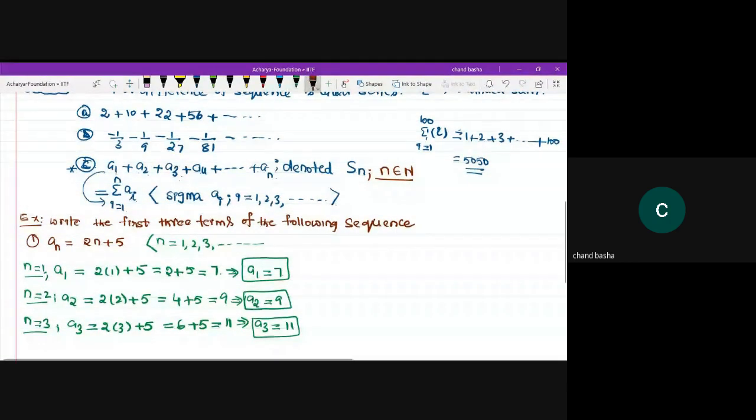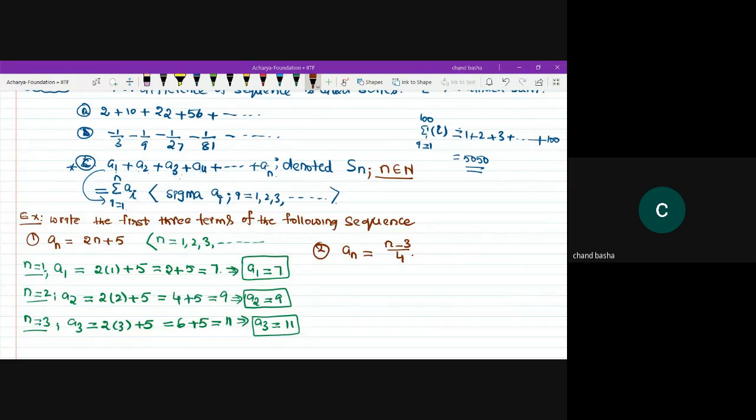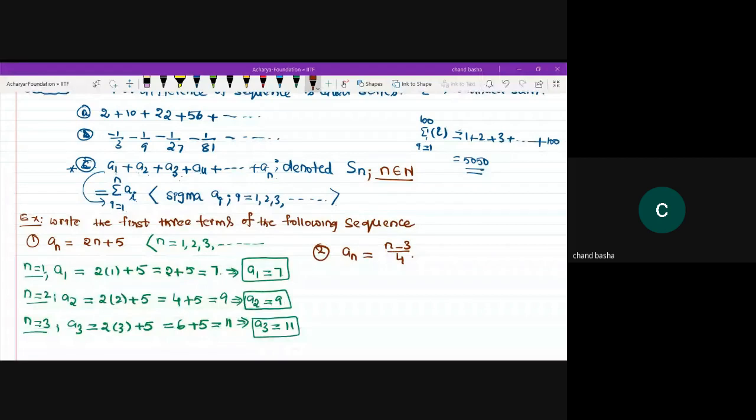I'll give another question for you people, guys. An will be given as n minus 3 divided by 4. It is asking just for the first three terms, 1, 2, 3. You can post your answers. Don't reveal the answer.